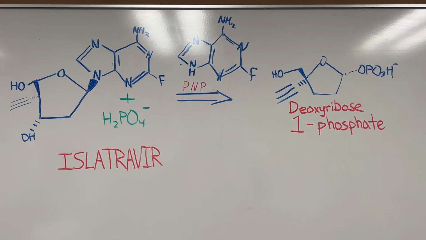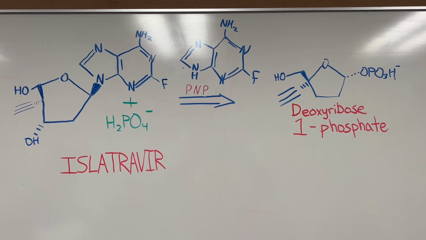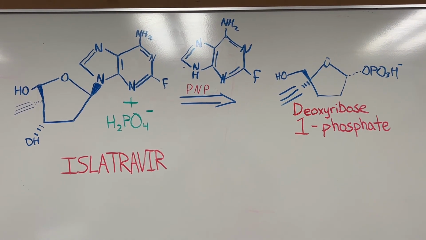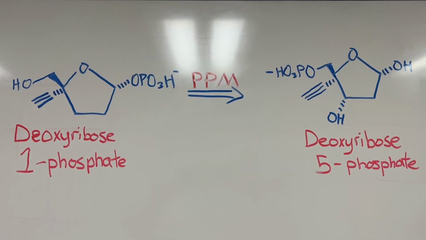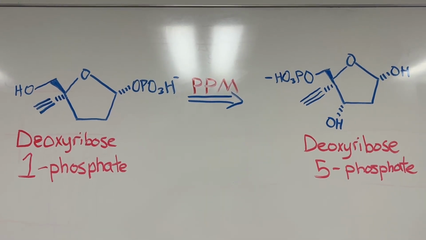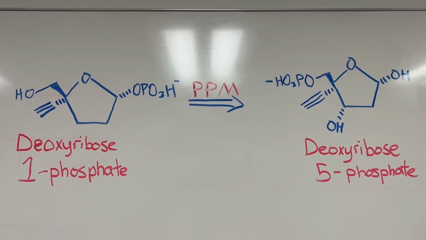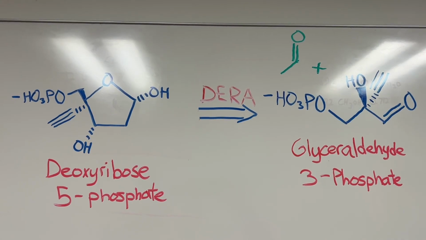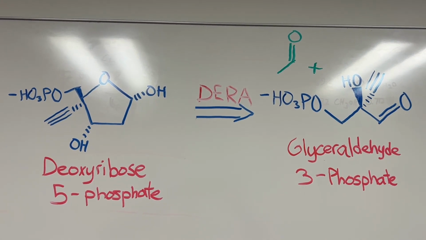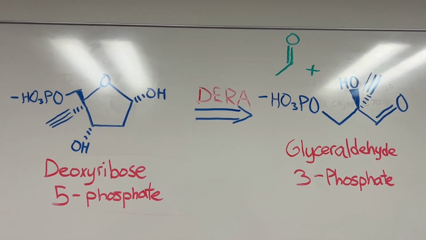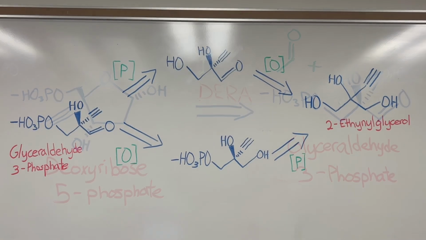The first step is to use a purine nucleoside phosphorylase, or PNP enzyme, to displace the nucleobase with phosphate. This creates deoxyribose 1-phosphate. The next step is to use phosphopentomutase, or PPM, to transfer the phosphate group to the 5 position. Next, deoxyribose 5-phosphate aldolase, or DERA, is used for the retroaldol cleavage into glyceraldehyde 3-phosphate and acetaldehyde.